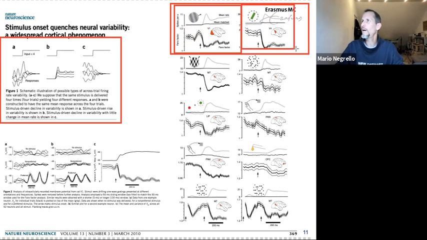Now in V4, an oriented bar will reduce the variability of the activity of the brain. This is like saying that once you present something to the brain, it converges onto a set of activities that has less variability. It is essentially like the slide that I just showed you before. There is a reduction of dimensionality of the spontaneous dynamics of the brain.